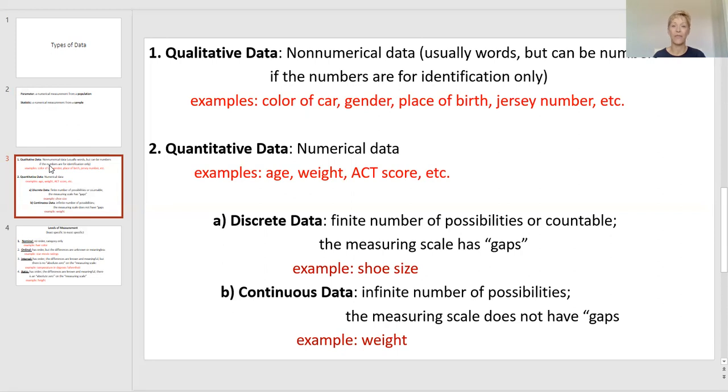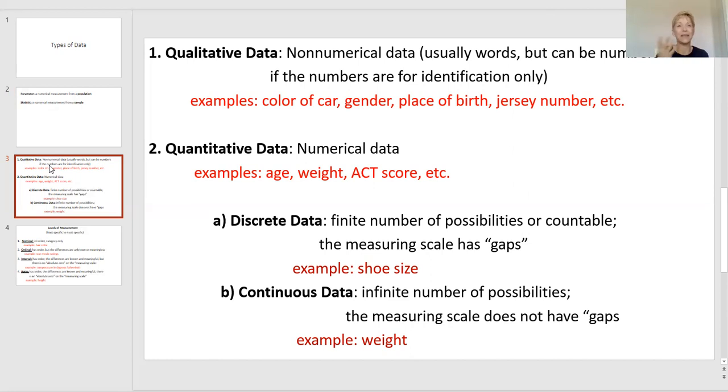Now, what do I mean by that? My example is shoe size. Think about shoe sizes. If you had to, you could write down every single shoe size that exists, starting with 0, a half, but think about shoe sizes. They go from 7 to 7.5 to 8 to 8.5 to 9.